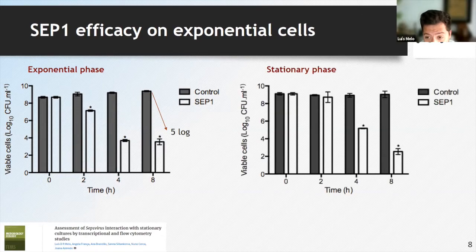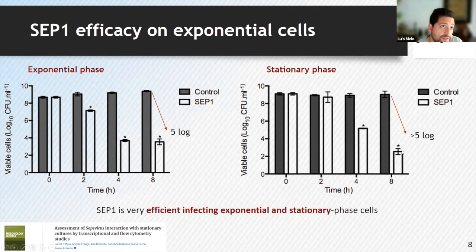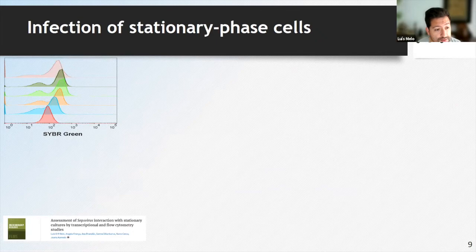Then we tested the phage on stationary phase cells. And surprisingly, the phage was active against stationary phase cells, although it takes longer to act than on exponential phase cells. The phage was very effective in controlling stationary phase cells, which is a rare effect, and we wanted to understand what was happening. So we performed a kind of adaptation of the live/dead staining, but on a flow cytometer.